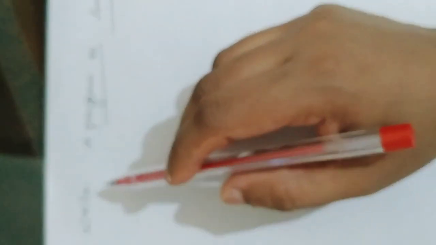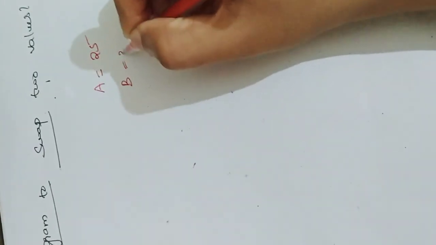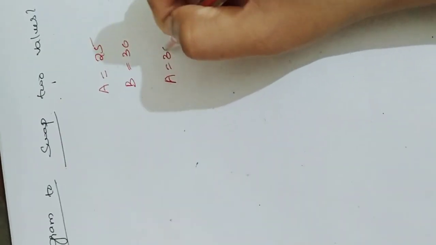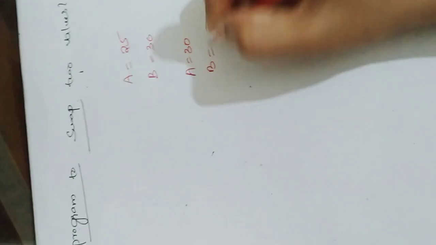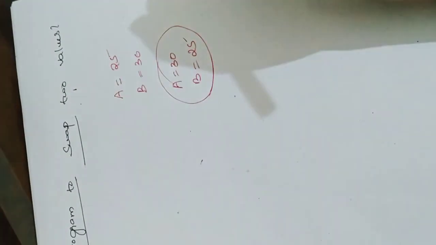Today we are going to discuss the program to swap two values. What is meant by swapping? Swapping means exchanging two values. Suppose you have A is equal to 25 and B is equal to 30. After swapping, A's value will become 30 and B's value will become 25. This is interchanging of values. This is known as swapping.